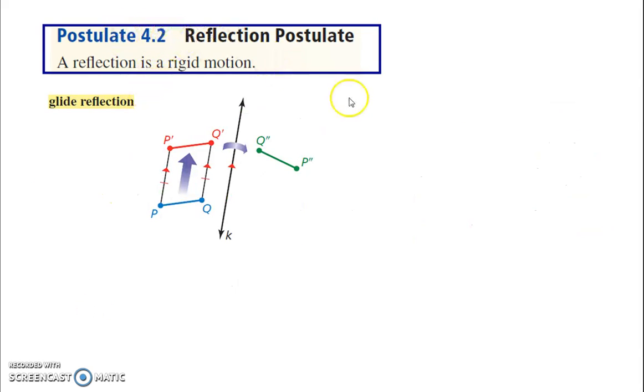Alright, our postulate 4.2 is the reflection postulate. A reflection is a rigid motion. That means we don't change any part of this shape. Angles are preserved and lengths are preserved. A glide reflection takes the first point, does a transformation, and then a reflection. So it's kind of like it's gliding, moving along. So I take this line PQ, move it along to P prime, Q prime, and then reflected to get Q prime prime and P prime prime.